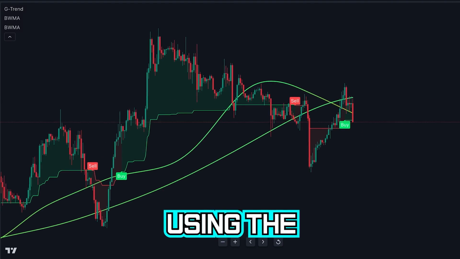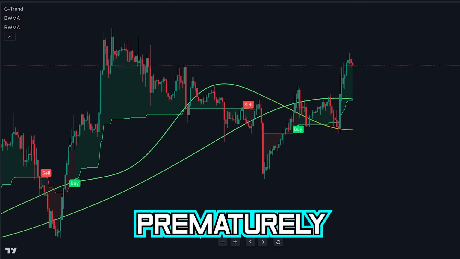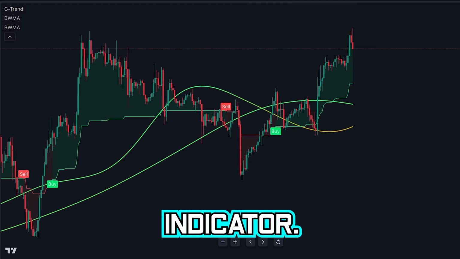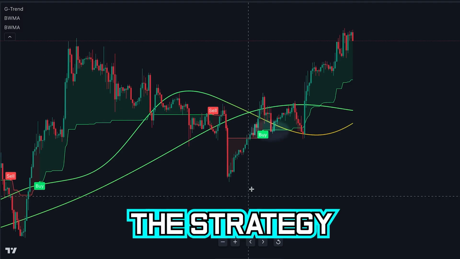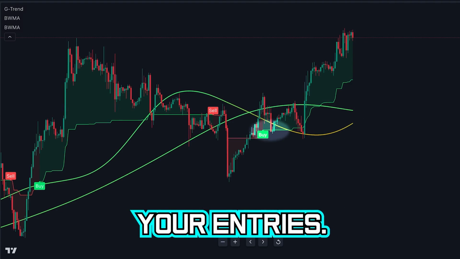Also, while trailing using the useful MA, this will sometimes result in you getting stopped out of positions prematurely due to the responsiveness of the indicator. This aspect of the strategy is subjective and you can try to use other indicators to trail your entries.